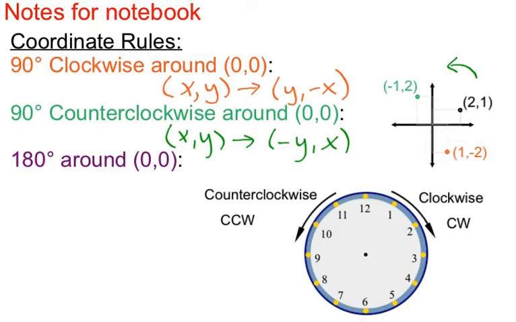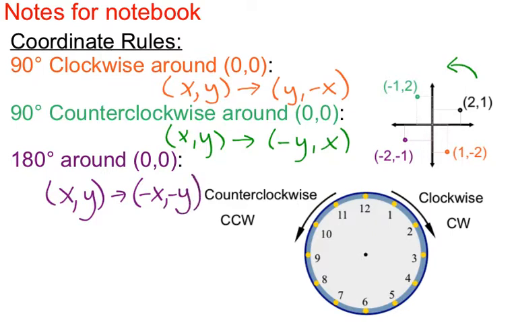And then the 180 degree rotation around, that's going to give us this point over here, negative 2, negative 1. Notice that both numbers end up in the same place, but their signs are switched. So for 180 degrees clockwise or counterclockwise rotation, xy is going to become opposite x, opposite y. And those are all the coordinate rules.